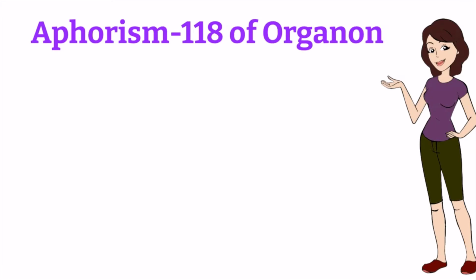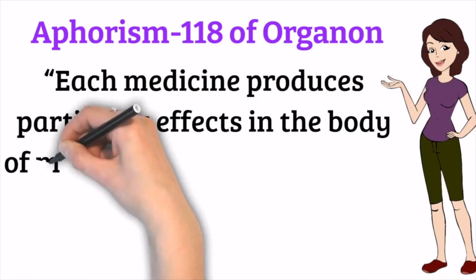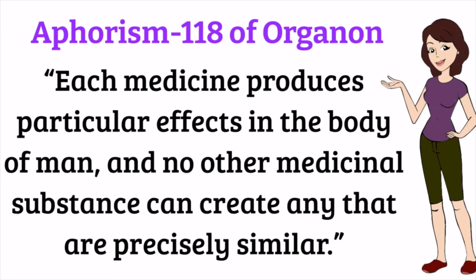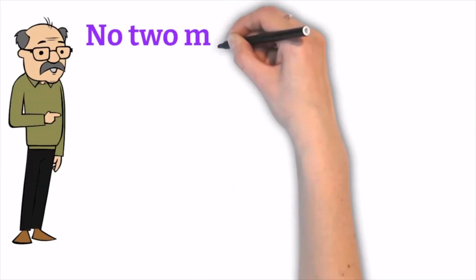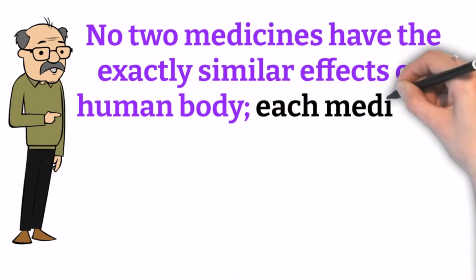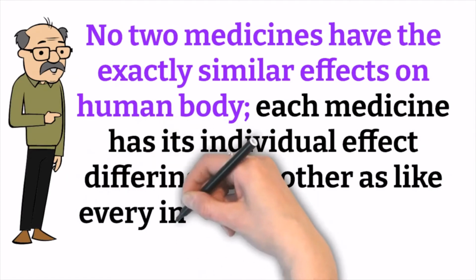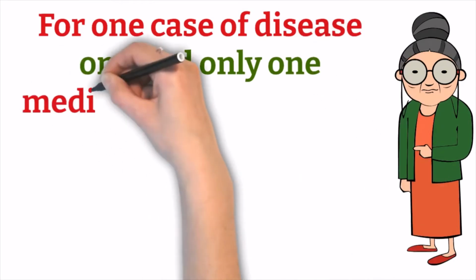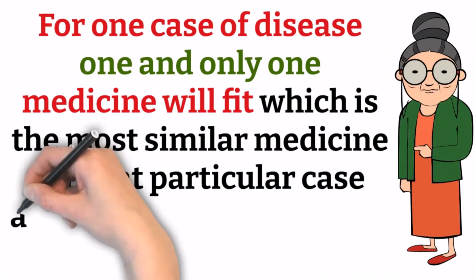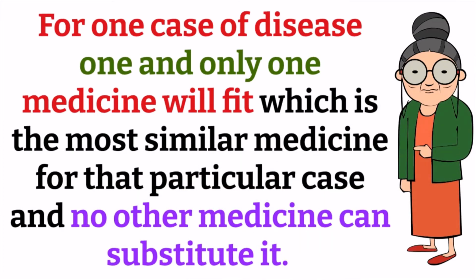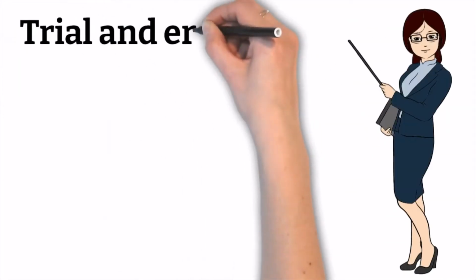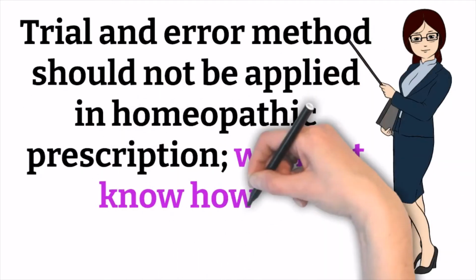Aphorism 118 says that each medicine produces particular effects in the body of a man, and no other medicinal substance can create any that are precisely similar. That means no two medicines have exactly similar effects on the human body. Each medicine has its individual effect differing from other, just like every individual is different from other individual. Thus, for one case of disease, one and only one medicine will fit, which is the most similar medicine for that particular case, and no other medicine can substitute it. There is no idea of substitution or replacement of medicine in homeopathy. Trial and error methods should not be applied in homeopathic prescription. We must know how to individualize.